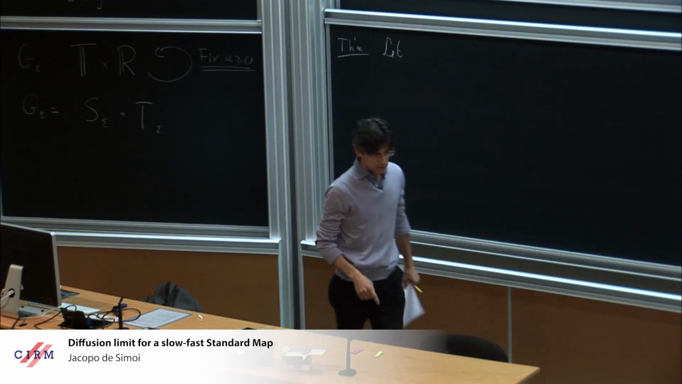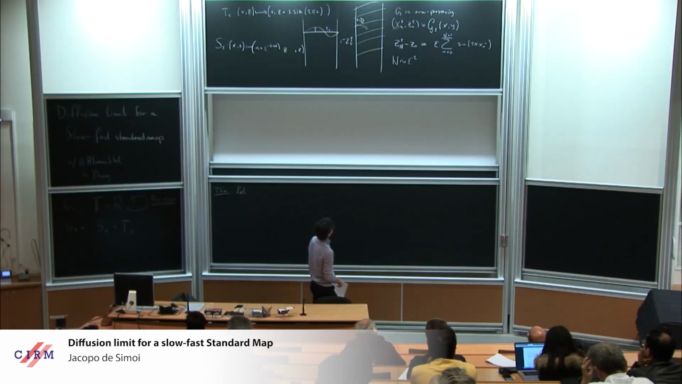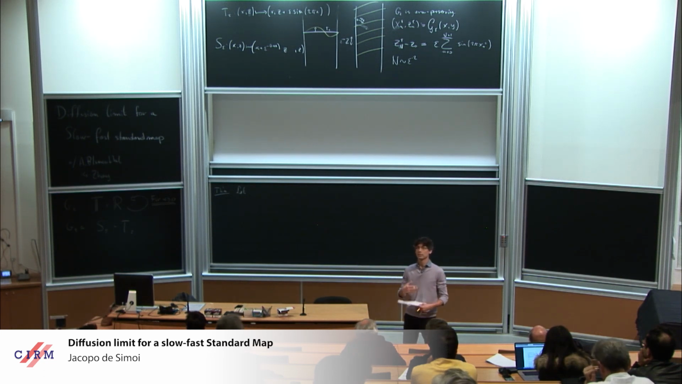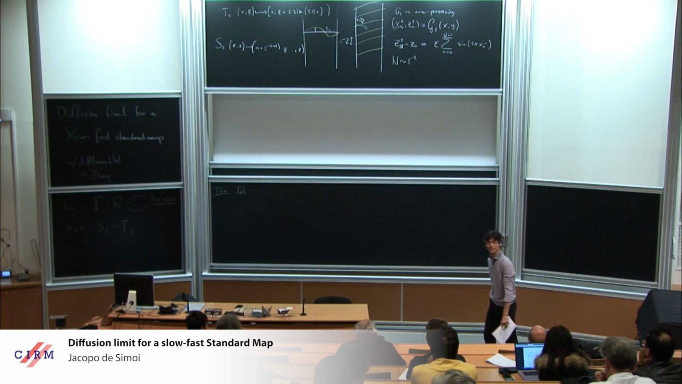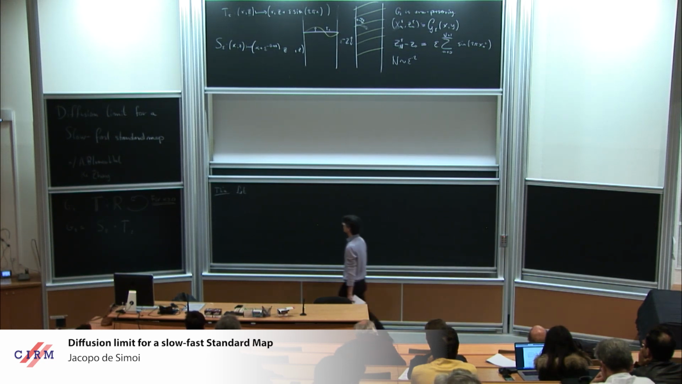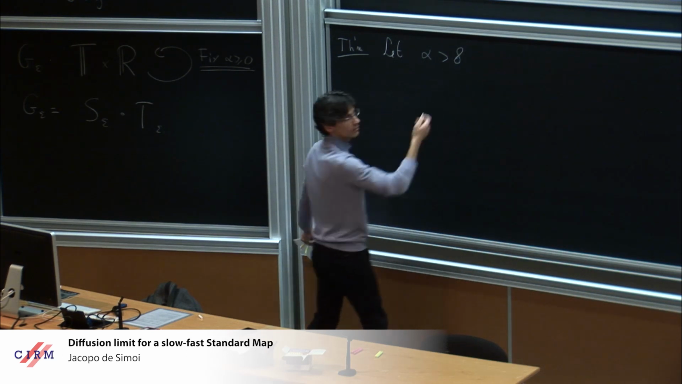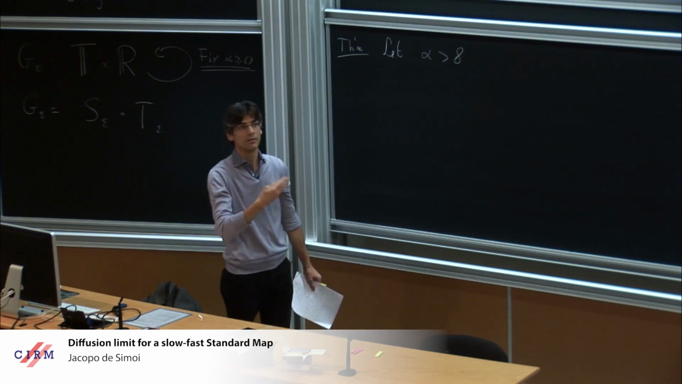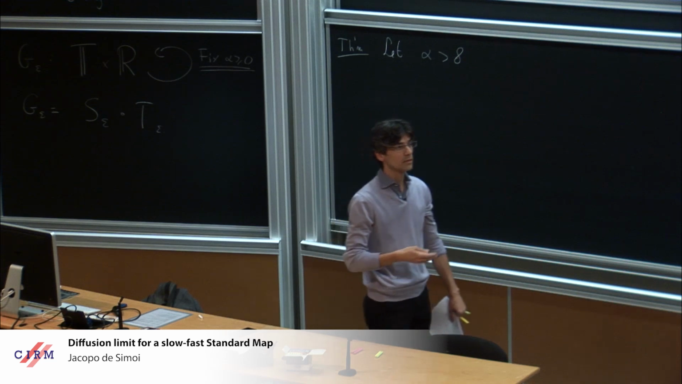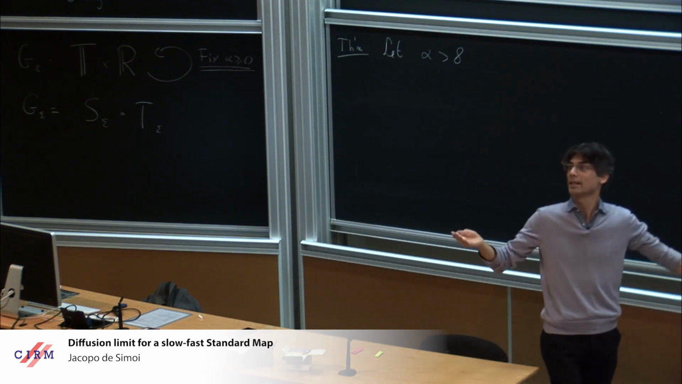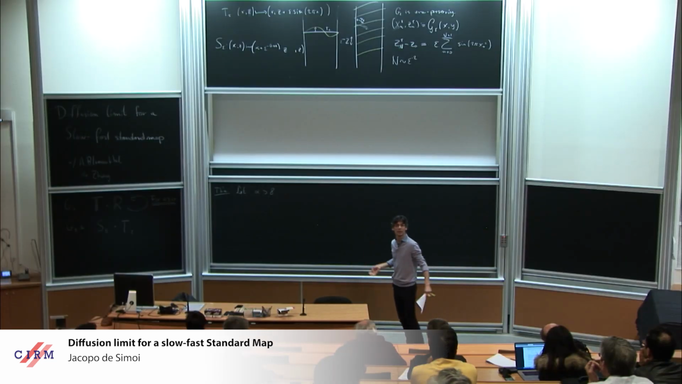One immediate remark is that as alpha becomes larger, the shear gets larger, and to some extent, this should help with averaging. And in fact, the result that we have is for alpha sufficiently large, and we need alpha bigger than 8. Hopefully, one of the main tasks of this talk is to give you an idea why 8 is equal to 8, and we cannot take 1 or 0.